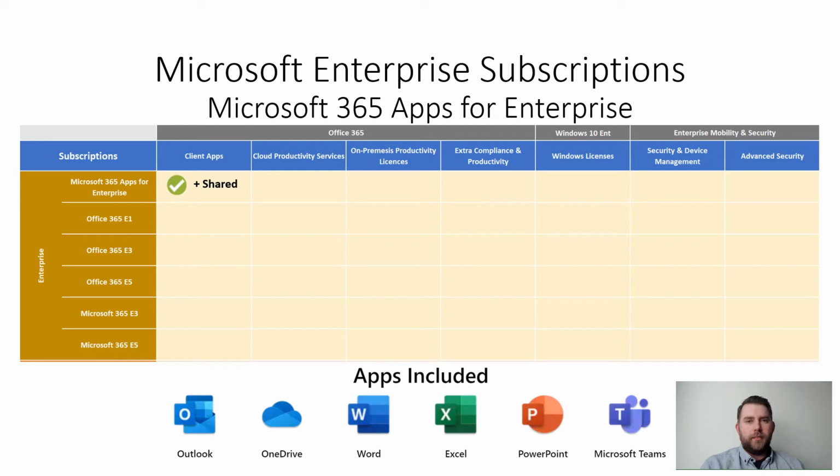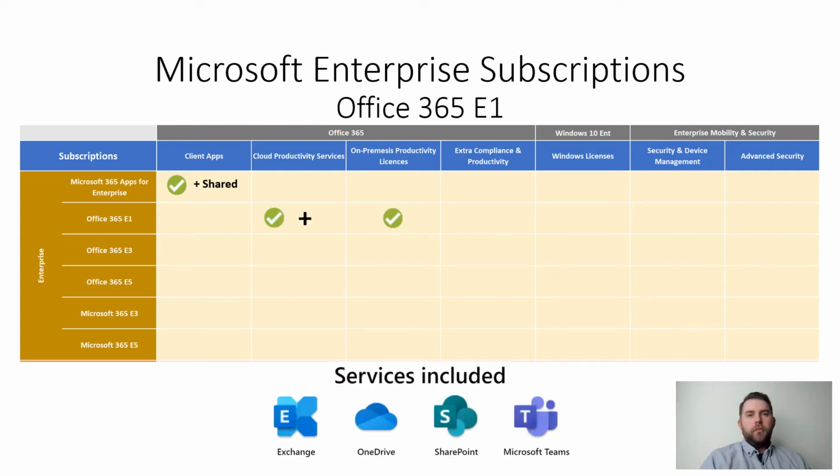Compared to Apps for Business, Apps for Enterprise has no 300 user limit, it includes shared computer activation, and it enables a few additional features that are used by the higher tier cloud productivity services. Office 365 E1 is the enterprise equivalent of Microsoft 365 Business Basic. You get the cloud productivity services, but you don't get any of the client-side apps.